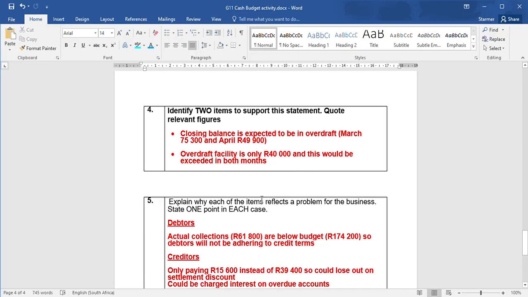Okay, you'll notice I didn't do any activity on income forecast. It's not that you don't have to know how to do it, okay, it's just that cash budget, particularly in grade 11, is the main focus. So I'm only going to cover what I think is the most important.